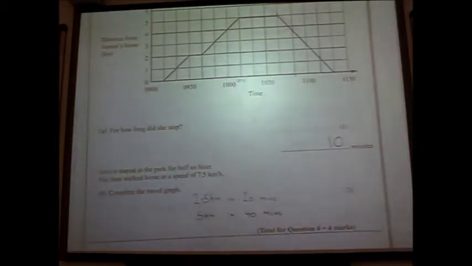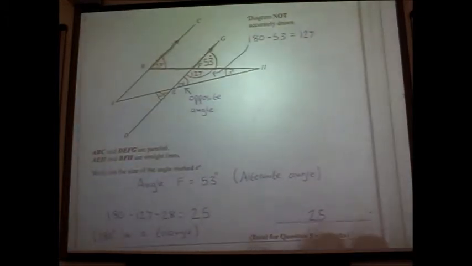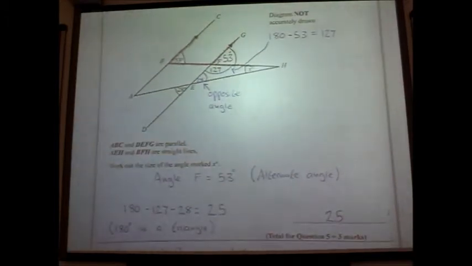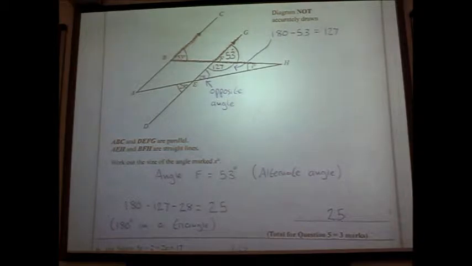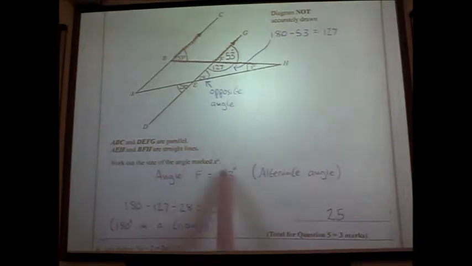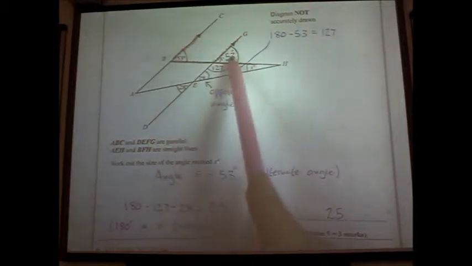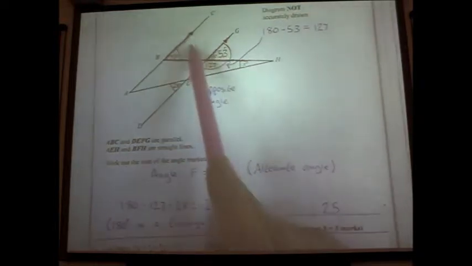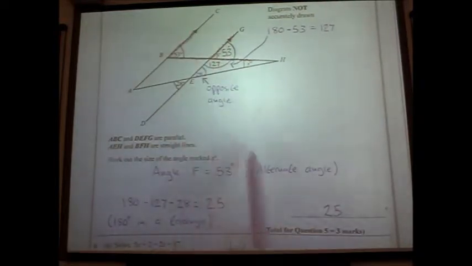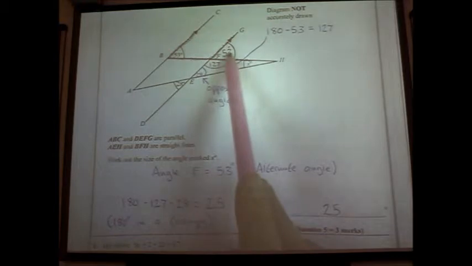Question number 5. Calculate the missing angle. You must show your workings on this. This is what I've tried to do. Let me talk you through it. Angle F is 53. So that angle there is 53 because it's an F angle or an alternate angle is what you should write. So that's 53.